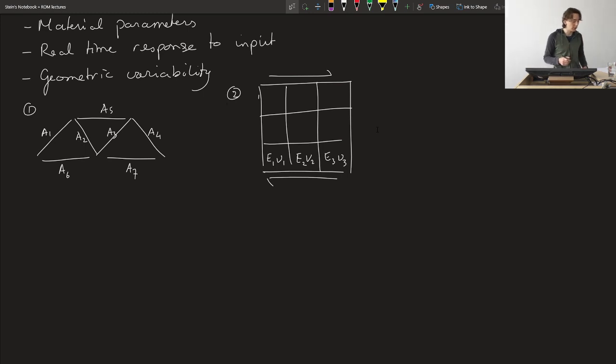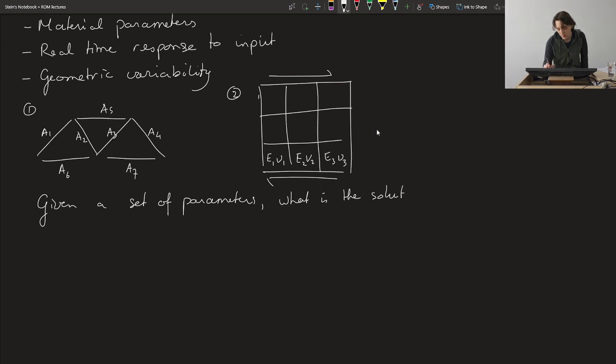There are a bunch of parameters that influence the physical system. And our objective is to answer the question, given a set of parameters, which will be E1 and nu1, E2, nu2, etc., what is the solution of the PDE, or the physical system?